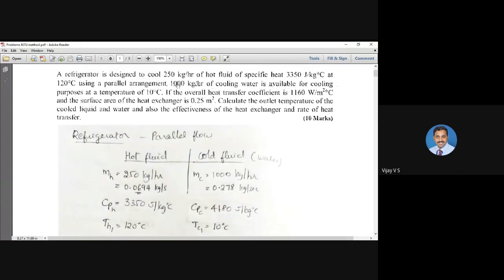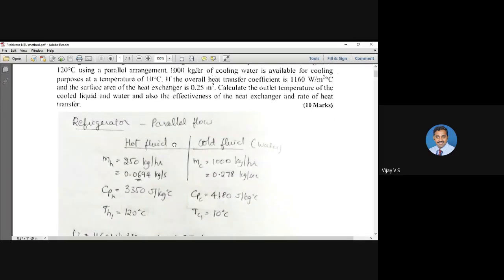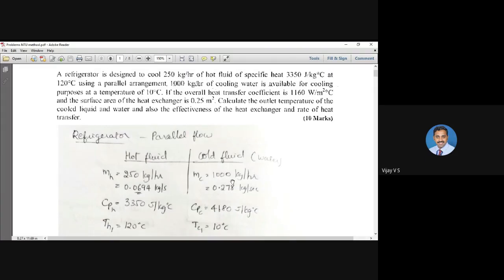Now the cold fluid, that is cooled by a cold fluid. So the cold fluid is water here. For water, MC is given as 1000 kg per hour. I will convert into kg per second. Specific heat of water generally they will not give. You should know that. So what is the value of specific heat of water? How much will it be? Can you tell? Specific heat of water.